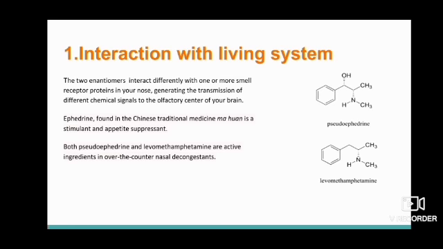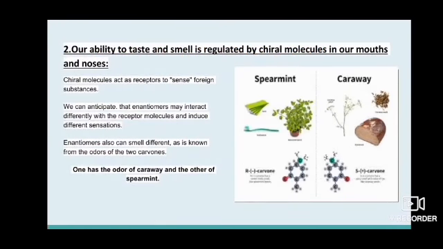The most famous example is the Chinese traditional medicine, which is a stimulant and appetite suppressant. You can see the structural formula of the two active ingredients, which are used as nasal decongestant. The second one is that our ability to taste and smell is regulated by the chiral molecules in our mouth and nose. Chiral molecules act as receptors to sense foreign substances. We can anticipate that enantiomers may interact differently with the receptor molecule and induce different sensations.